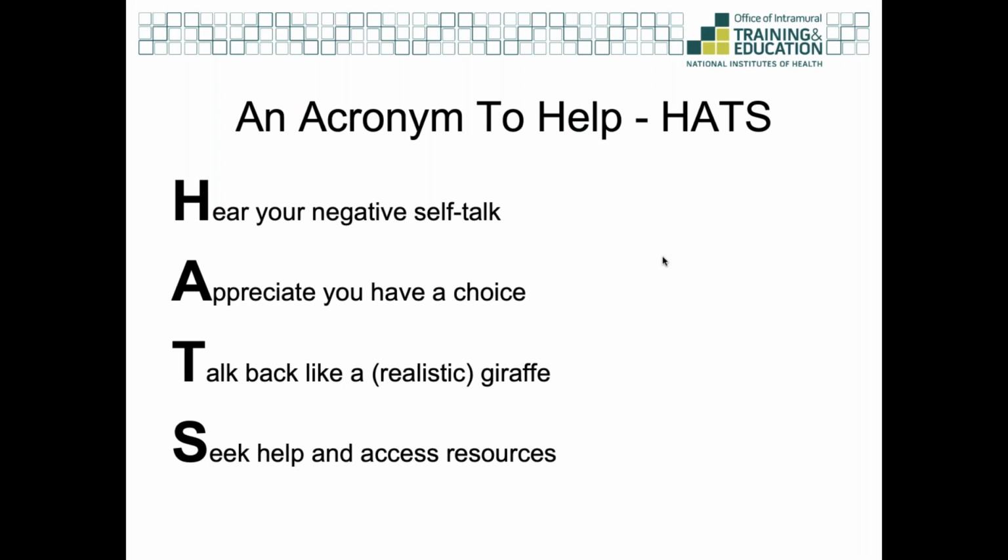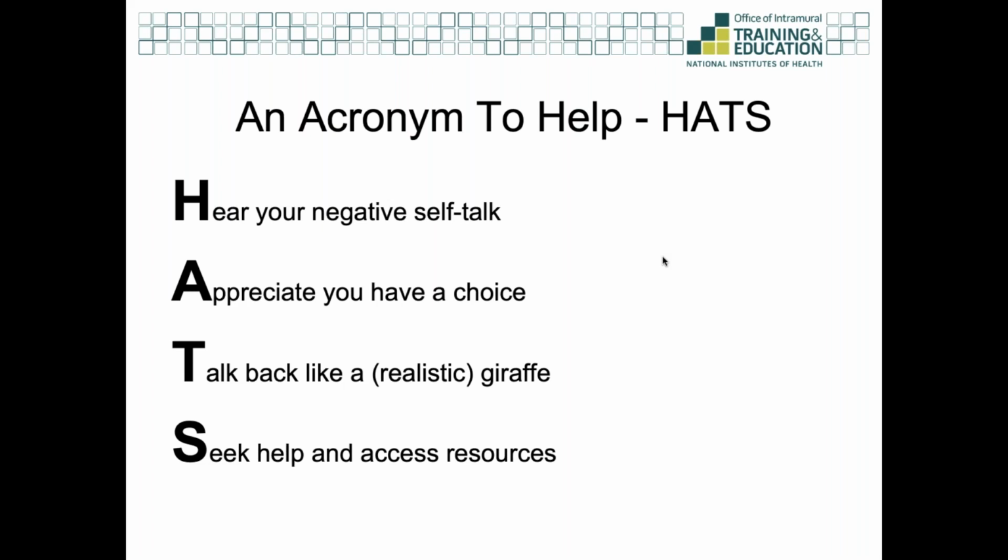So we don't want to just say everything will be fine, don't worry, let it go. We want to actually talk back like a realistic giraffe. I'm going to have to make some changes maybe in how I study. I'm going to have to think this through. I'm going to have to talk to the teacher. I'm going to have to figure out what I don't know. But we want to talk back like a realistic giraffe.